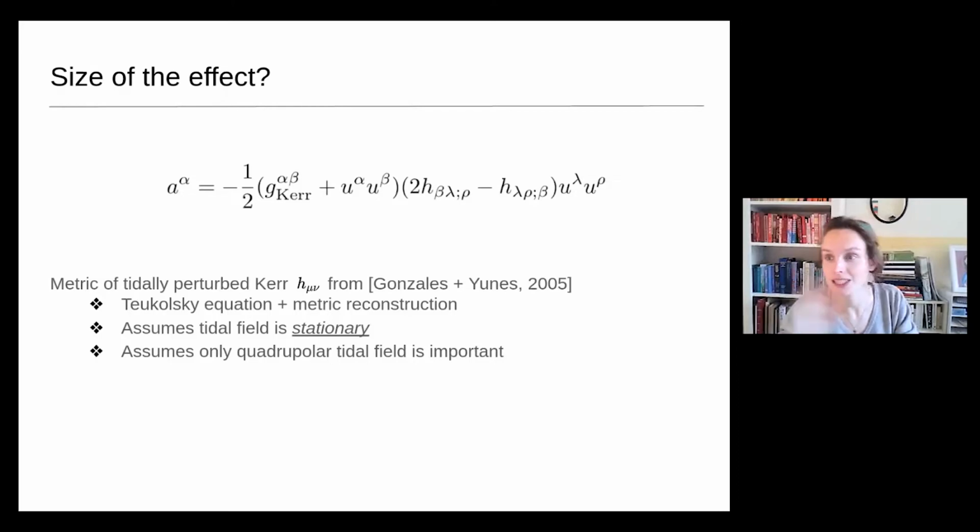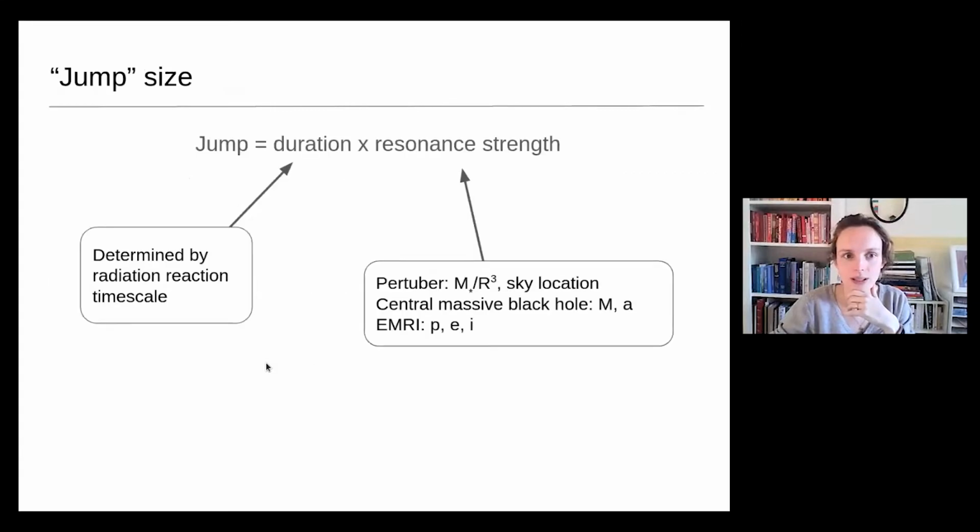Now, of course, we don't have the tidal force for a completely generic setup. So in this case, we assume that the tidal field is stationary over the duration of the resonance. Of course, the third object will be moving around the central massive black hole. It's not just hovering there, but on the time scale of the resonance, we're assuming it's stationary. And we only assume that its leading order contribution is given by its quadrupolar tidal field.